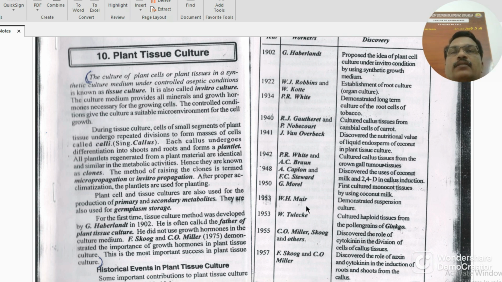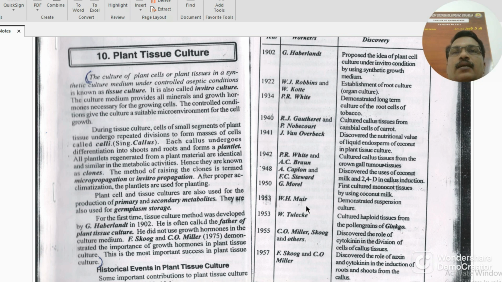Students, good morning. Now we are going to discuss plant tissue culture. So this is the important topic. This is the basis of plant biotechnology. When you go for plant biotechnology studies, the plant tissue culture technique is one of the important techniques. Okay.